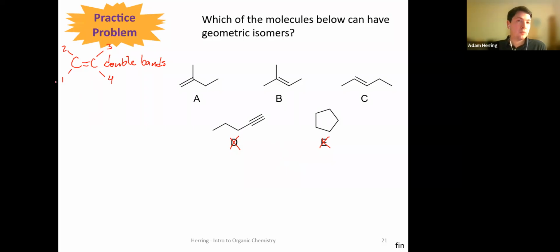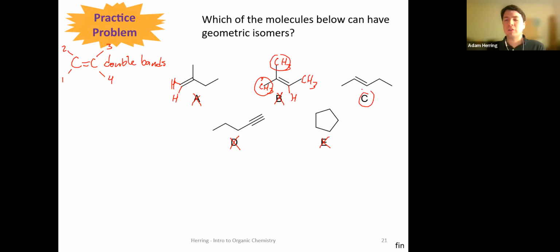And we ask, are groups 1 and 2 the same? Are groups 3 and 4 the same? Groups 1 and 2 must be different, as well as groups 3 and 4. So for molecule A, you can see that here we have 2 hydrogens. Well, those are the same, so this can't be a geometric isomer. What about in B? In B, we have here a hydrogen and then a CH3 group. And here we have CH3 and CH3. So that can't have a geometric isomer because these 2 groups are the same.